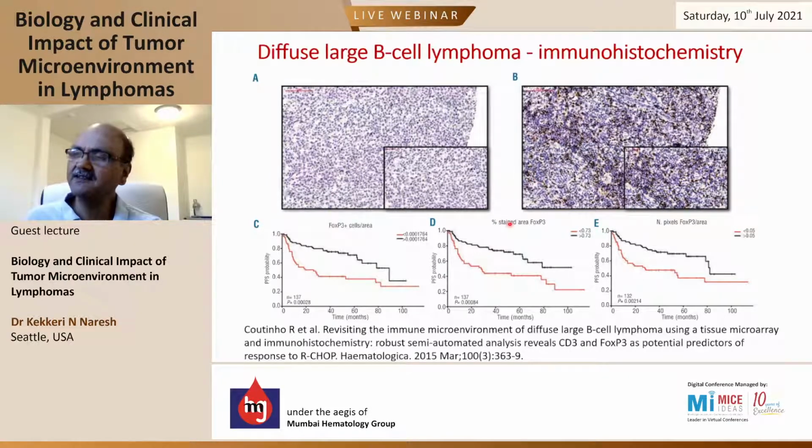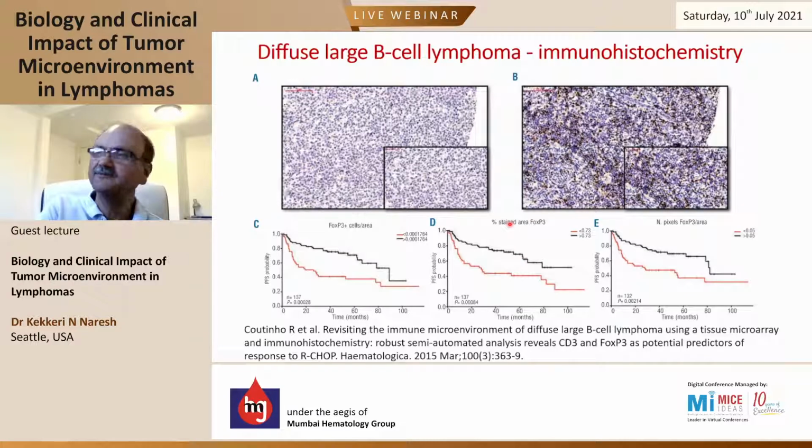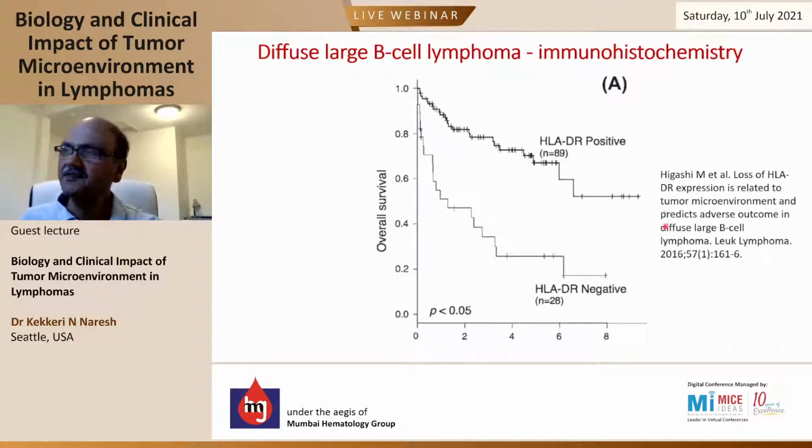So I think looking at these molecules in isolation may not be very useful. This is another study which looked at the immunogenicity of the lymphoma cell itself. Here your HLA-DR positive cells are immunogenic, they tend to do better than those diffuse large B-cell lymphoma which downregulate or turn off HLA-DR, and they do badly.